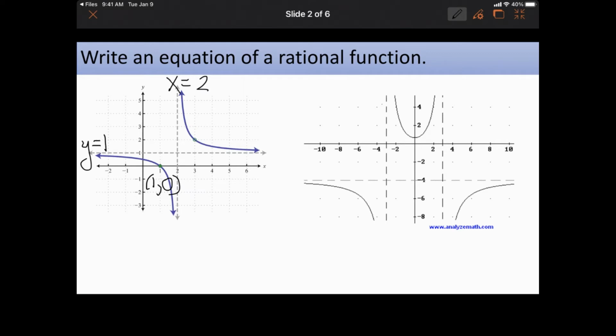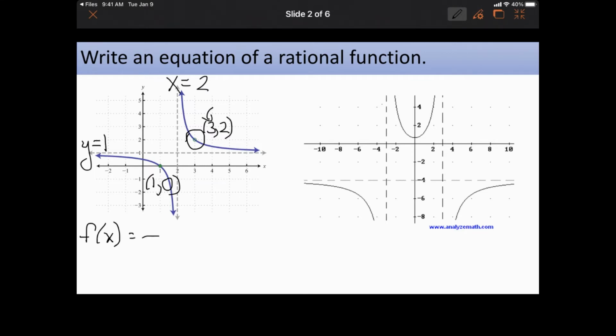And then here, don't know if you noticed, that is a hole. That is a hole at (3, 2). So at x equals 3, there's a hole, and that also has to do with the domain as well as the denominator. So we're going to start here.